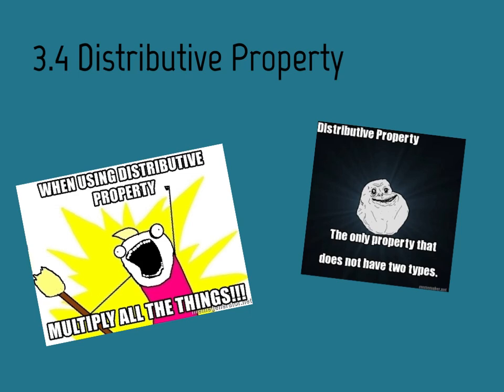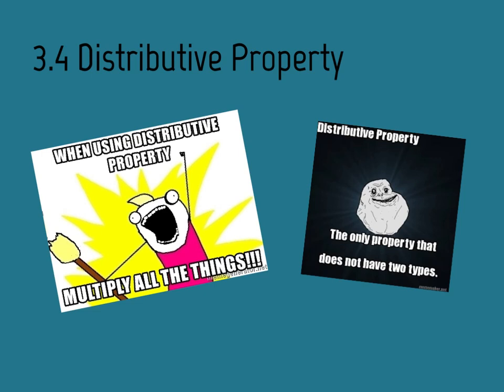So when I have a couple, I like to start out with these little comics right here. It says, when using distributive property, multiply all the things. So distributive property, we're going to be using multiplication. And then this one, distributive property, the only property that does not have two types.